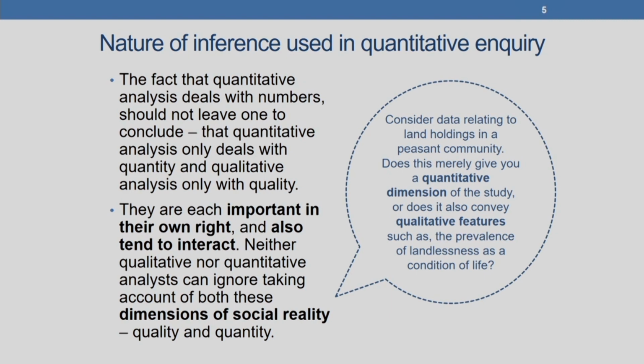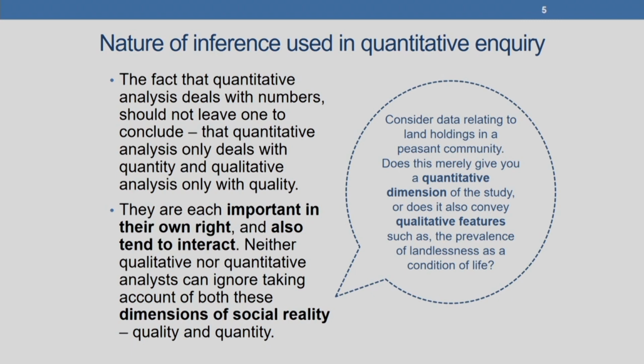The fact that quantitative analysis deals with numbers should not lead one to conclude that quantitative analysis only deals with quantity and qualitative analysis only deals with quality, because this is incorrect. For example, let us consider the issue of land holdings in a peasant community. Does this description of land holdings merely give us a quantitative dimension of the study, or does it also convey qualitative features such as prevalence of landlessness as a condition of life?